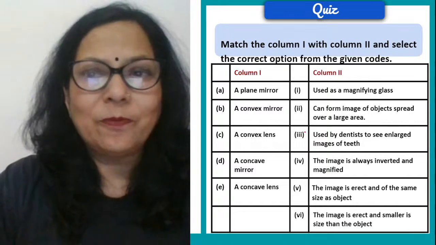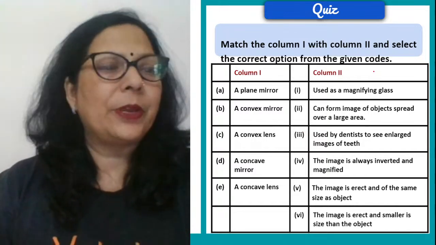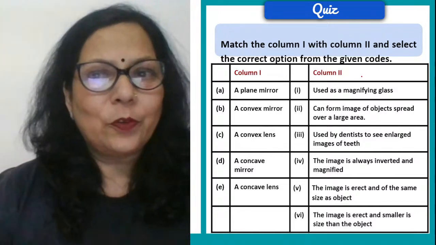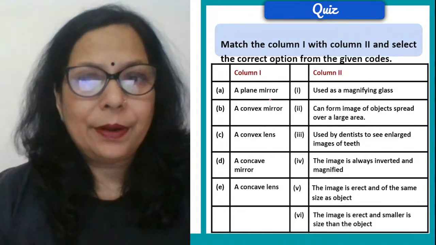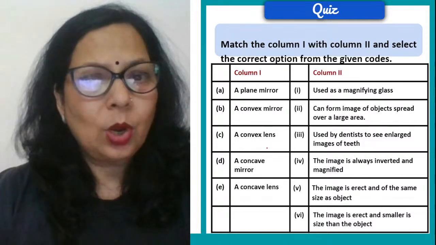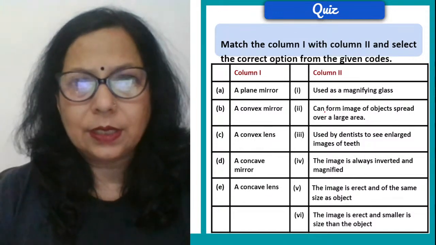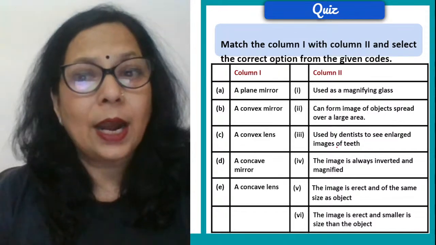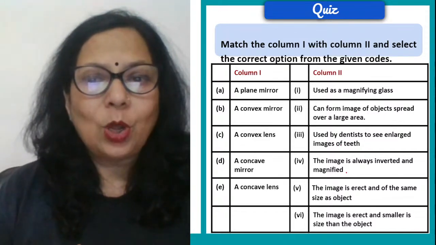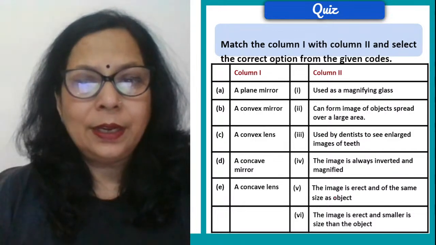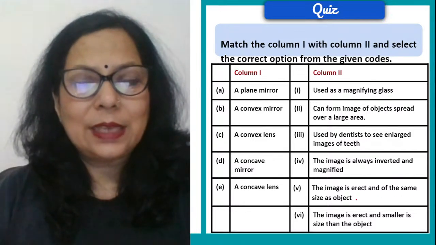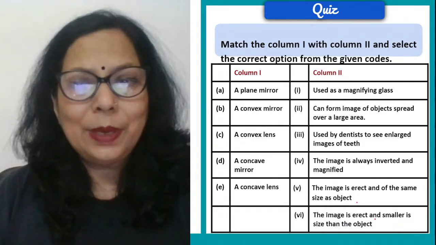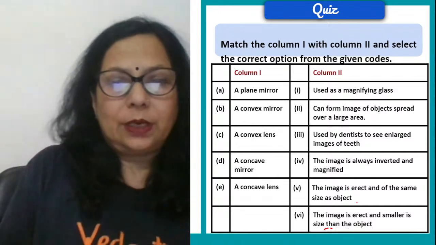Now comes match column 1 with column 2 and select the correct option from the given codes. You will get similar kind of questions in the exam, children. A plane mirror, convex lens, concave mirror, concave lens. Used as a magnifying glass, can form image of objects spread over a large area, used by dentists to see enlarged images of teeth. The image is always inverted and magnified. The image is erect and the same size as the object. The image is erect and is smaller in size than the object.